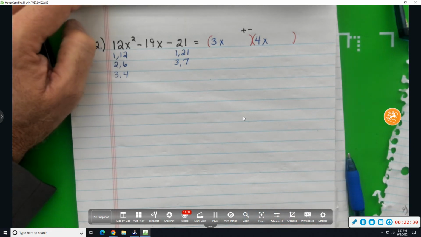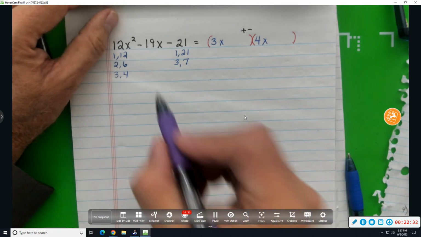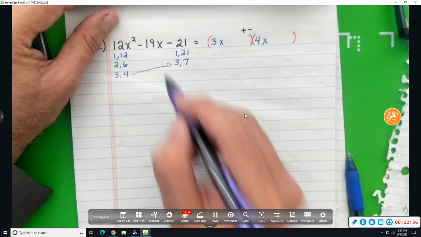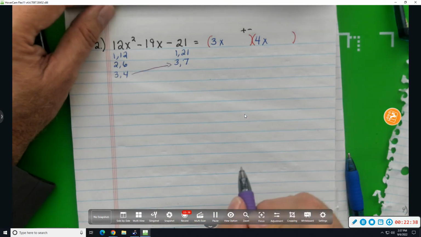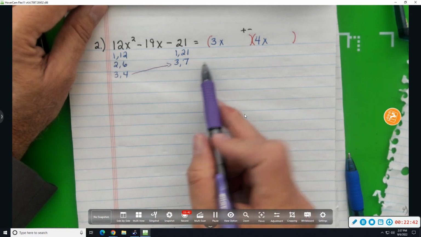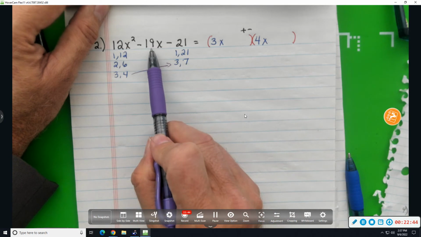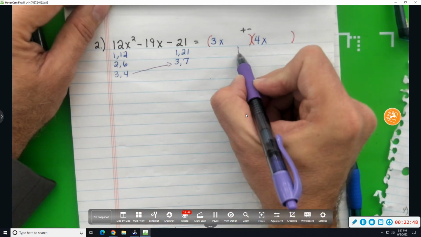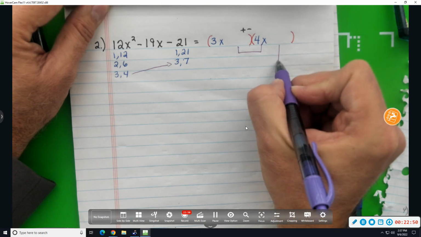And I'm going to try to pair it with one of these. Let's see if we can, like that student said, make it work out. Can we make it work out with a 3 and 7? By making it work out, can we make it give us a negative 19x when we combine the outer and inner terms?